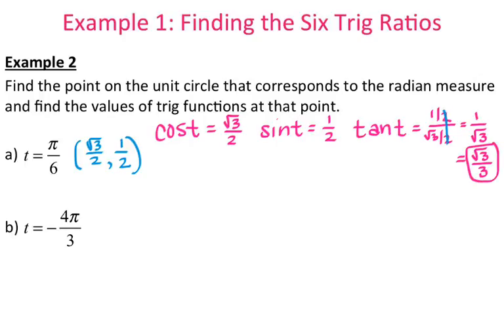If you don't know where I got root 3 over 3 from, I take 1 over root 3 and multiply it by root 3 over root 3. That gets rid of the radical in the denominator. Now that I know cosine, sine, and tangent, I can find secant. Secant will be 2 over root 3, which again you can't have radicals in the denominator, so that becomes 2 root 3 over 3.